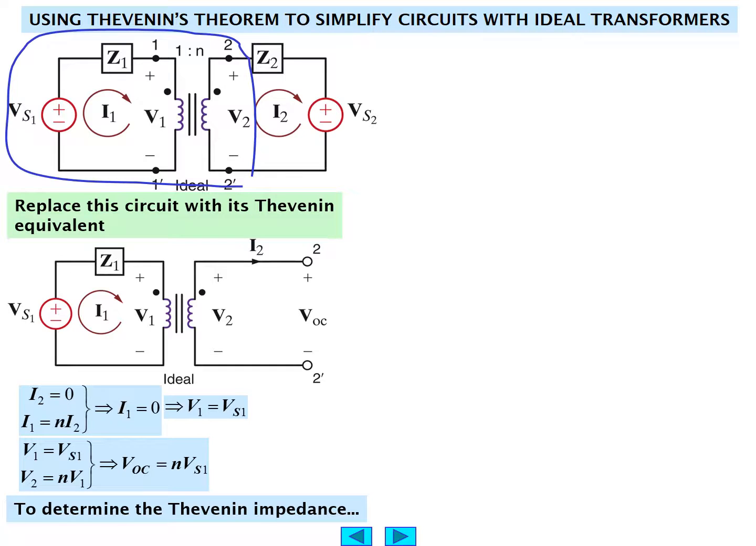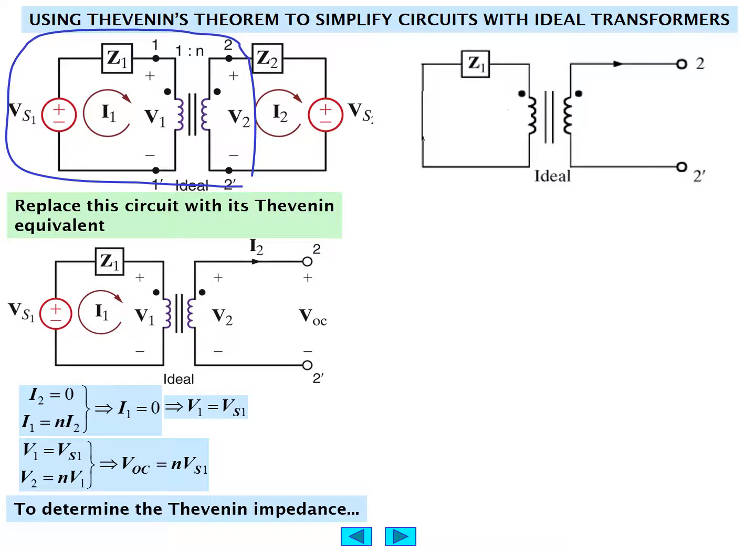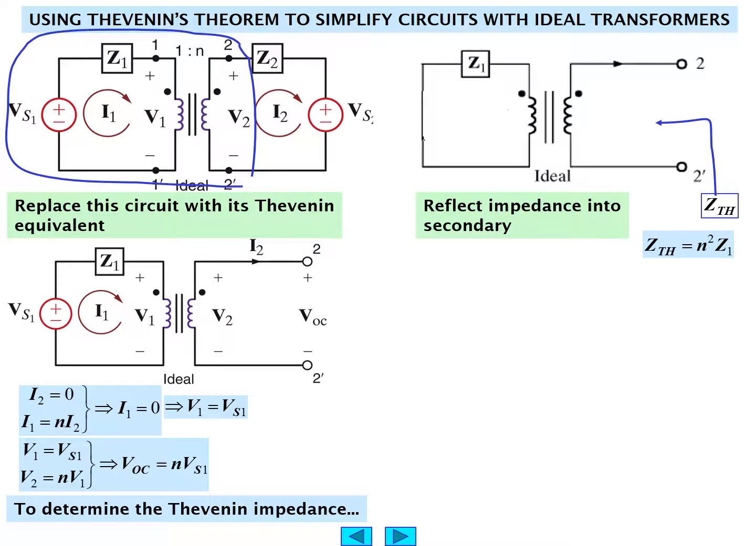To determine the Thevenin impedance, we'll let the voltage source go to 0 and consider what happens at the terminals 2 and 2' as an open circuit case. And we want to find the impedance looking into the transformer from the right. As shown here, we'll call it ZTH. So that really means that for the first time, we're going to reflect the impedance into the secondary in order to find ZTH. So ZTH, according to our ideal transformer law, would be N squared times Z1.